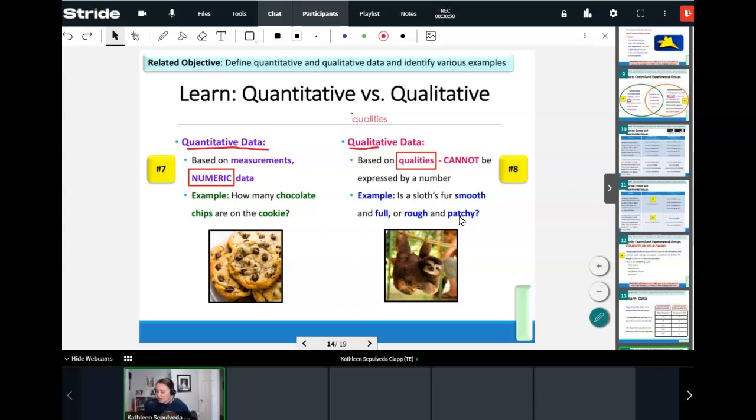Okay? If I said, what does the cover of my cell phone look like? You can say, oh, it has gold in it. I think it has a little gray. It's pink. Guess what? That is qualitative data. I'm using my sense of eyesight and describing this cell phone cover.